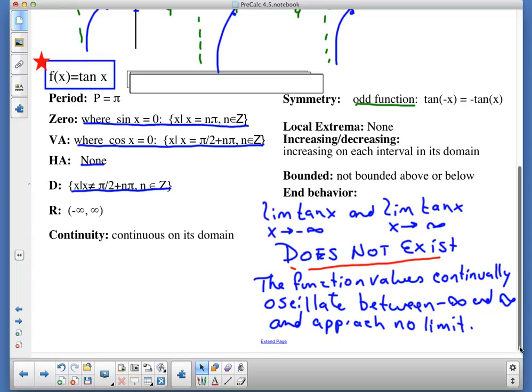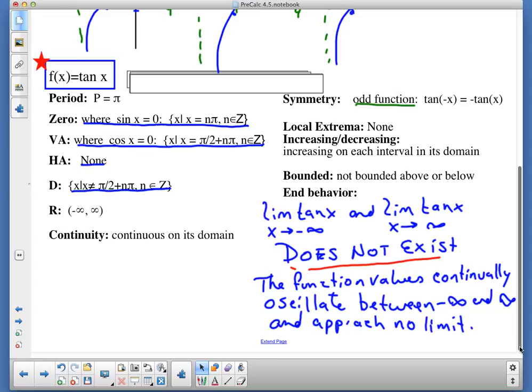Vertical asymptote, where cosine x equals 0, for pi over 2 and all odd multiples of pi over 2. So I got pi over 2, negative pi over 2, negative 3 pi over 2, and so on, and going back up the other way. There's no HA. The domain: x can't be the pi over 2's, where we have a vertical asymptote. And the range is negative infinity to infinity.